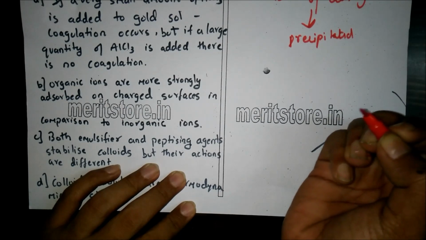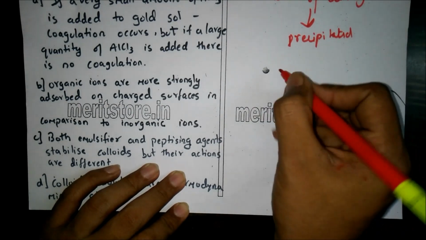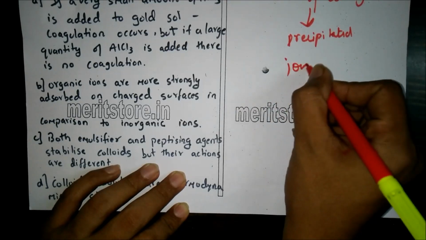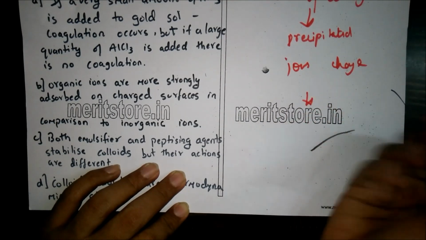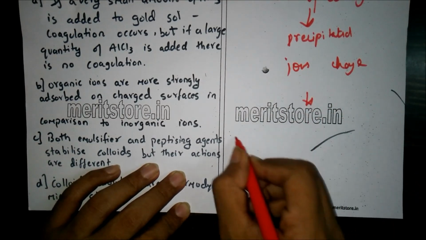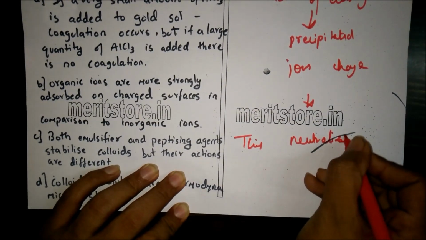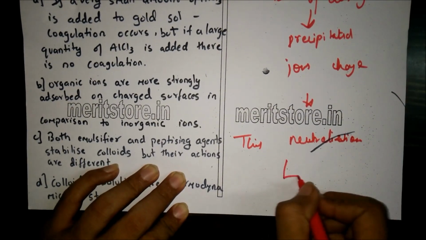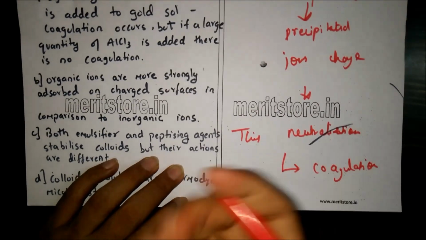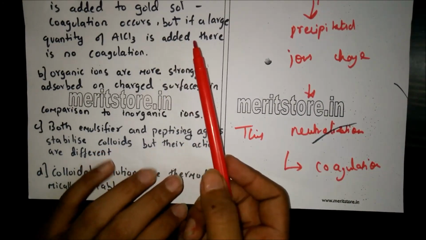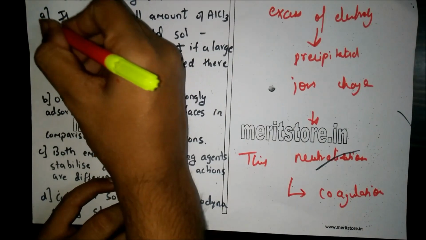This is because colloidal particles take up ions carrying charge opposite to that present on themselves. This causes neutralization, leading to their coagulation. Hence, statement 1 is wrong, since in statement 1 it is mentioned that there is no coagulation, but in fact, coagulation does occur. Therefore, statement 1 is wrong, which is the correct answer.